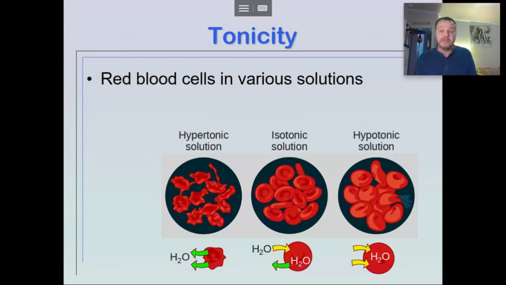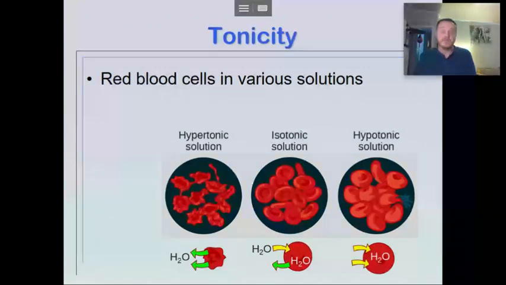If I put cells in a solution that has a different concentration of solutes than the concentration within the cell, that's going to regulate the diffusion, the osmosis, of water. We describe solutions by the direction in which water is going to flow. It really refers to whether the concentration is higher or lower in the solution. So hypertonic means there's more solutes in the solution than in the cell, meaning water is going to leave the cell to try to dilute the solution.